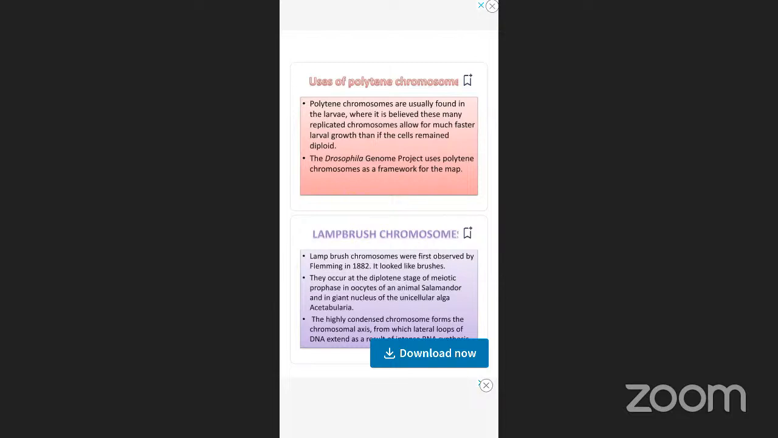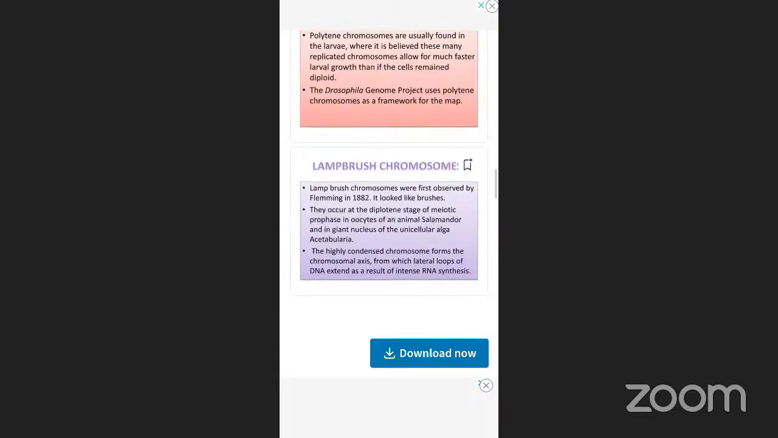They occur at the diplotene stage of meiotic prophase in oocytes of animals such as the salamander, and in the giant nucleus of the alga Acetabularia. The highly condensed chromosomes form the chromosomal axis, from which lateral loops of DNA extend as a result of intensive RNA synthesis.